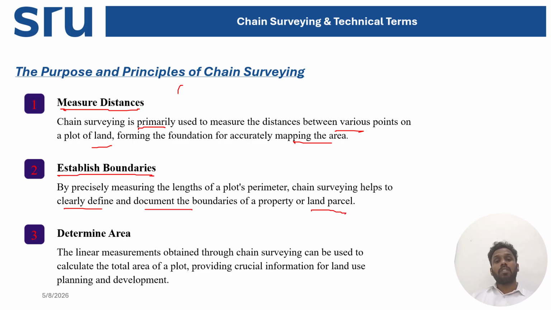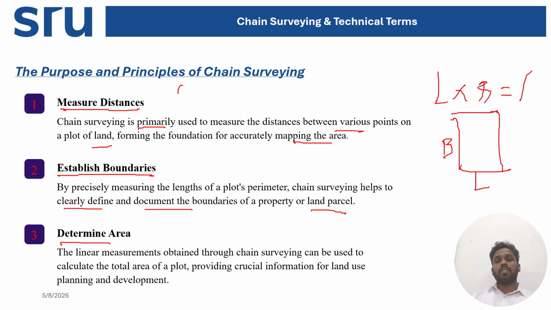Then determining area. Once you have measured, for example, this is your plot area, right? So you measure the breadth and you measure the length. So length into breadth will give you the area. Okay, right? So chain survey can be used to calculate the total area of the plot, which provides crucial information for land use and planning developments. Right. So this is your chain survey.